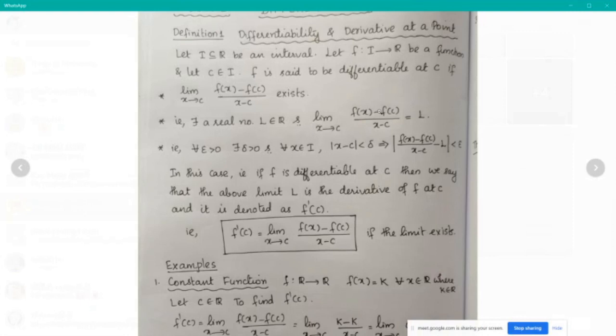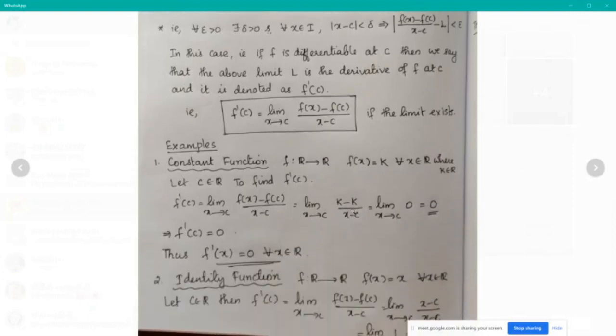അതായത് for every epsilon greater than 0 there exists a delta greater than 0 such that, there should exist a point L in R such that for every epsilon greater than 0 there exists a delta greater than 0 such that whenever x is in the delta neighborhood of c, (f(x) minus f(c)) divided by (x minus c), the ratio, is in the epsilon neighborhood of this L. In this case, this L is known as the derivative of f at c, which is denoted by f dash c.